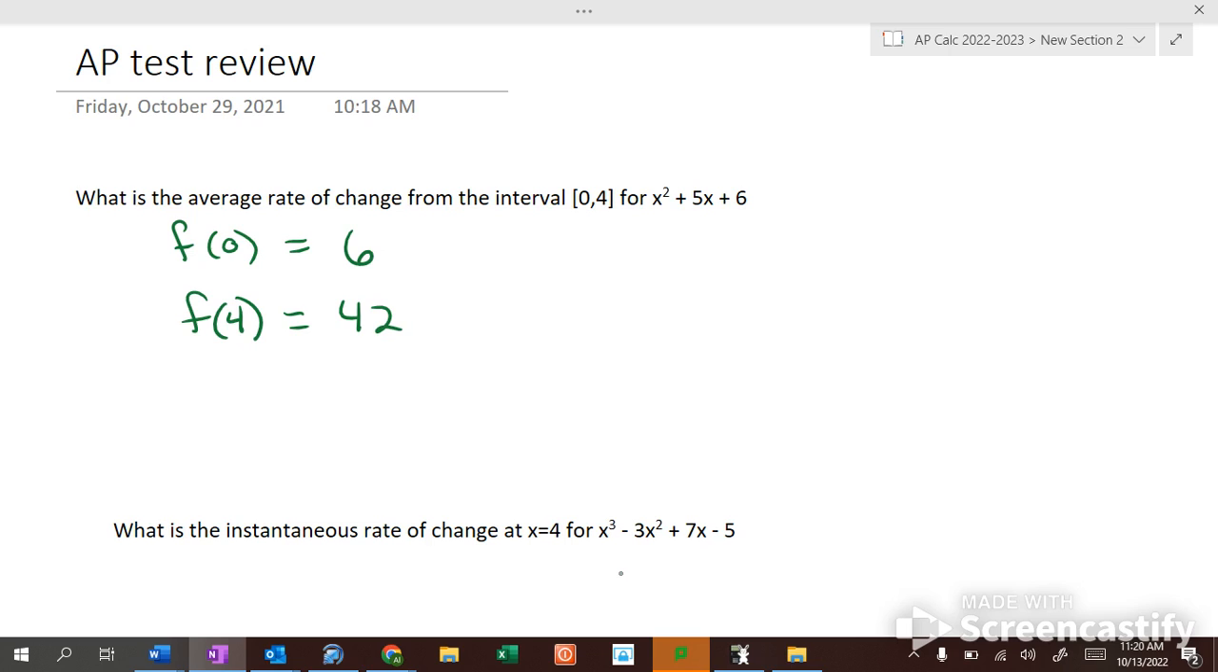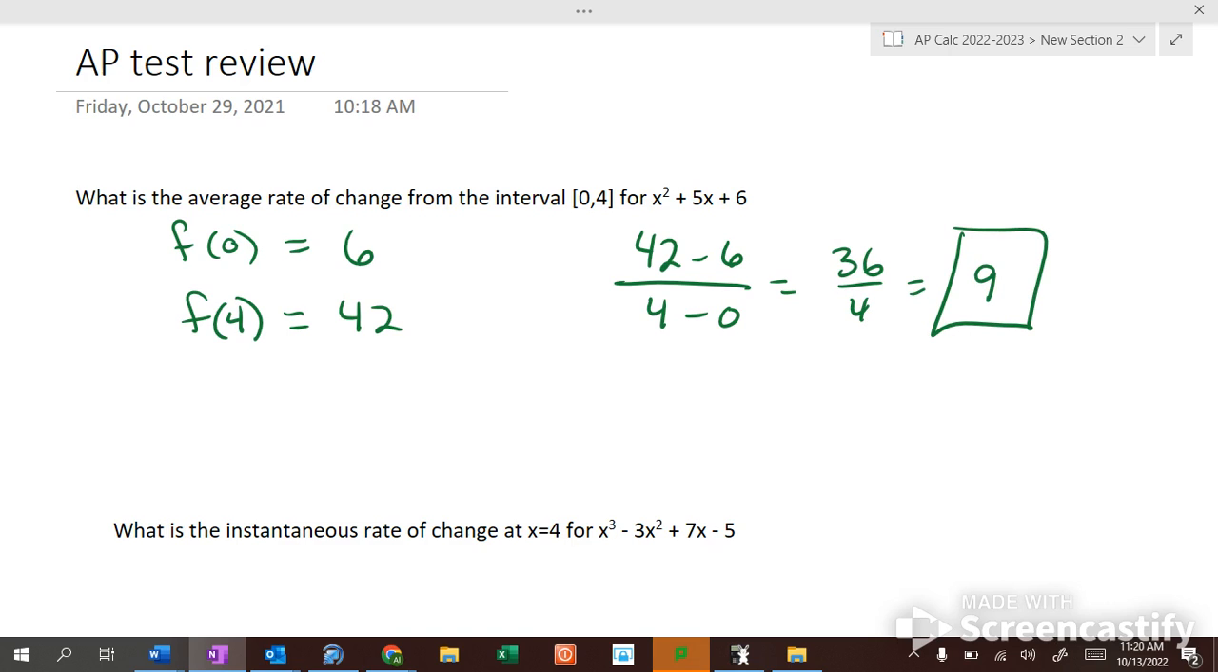Then we do the slope formula. Y2 minus y1 over x2 minus x1. So then you get 36 over 4, which is 9. 9 is the average slope from 0 to 4 for that one. There's nothing instantaneous about it. Okay, it's just the average from one endpoint to the other endpoint.